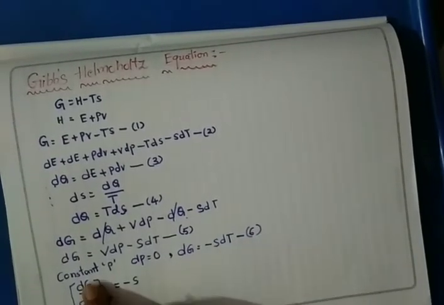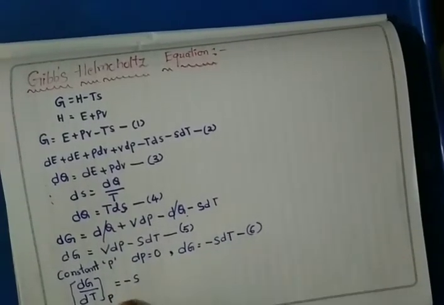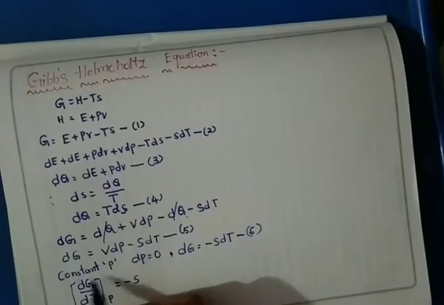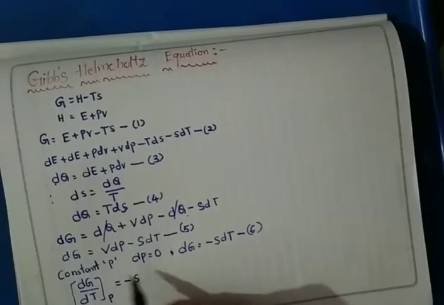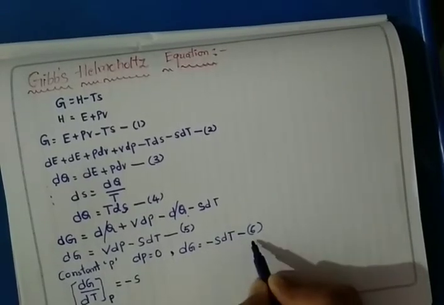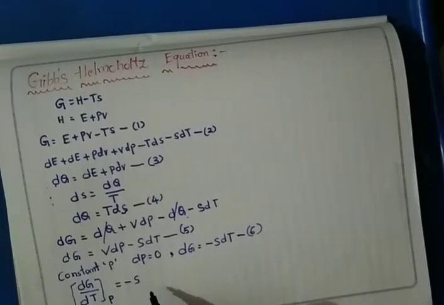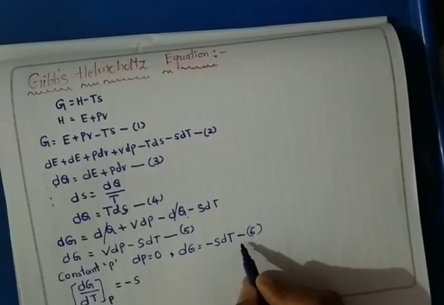So (dG/dT) at constant P is equal to minus S. We maintain only constant pressure, so dP is equal to 0. So this is the sixth equation: dG by dT, whole bracket P, is equal to minus S.